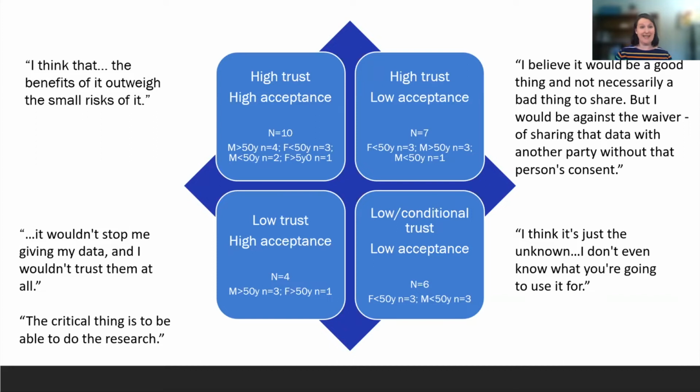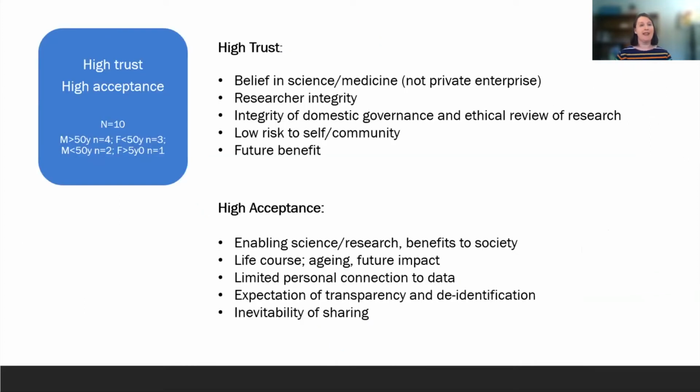So let's take a closer look at each group. For the participants who had a high sense of trust in genomic data sharing and a high acceptance of the waiver, their sense of trust was largely built around a strong sense of the importance and integrity of scientific and medical research. This was not a respect that was extended towards research in a private enterprise setting. They also had a strong sense of integrity and a sense of personal safety within the domestic governance structures that surround genomic research, both in the specific and in the broader sense.